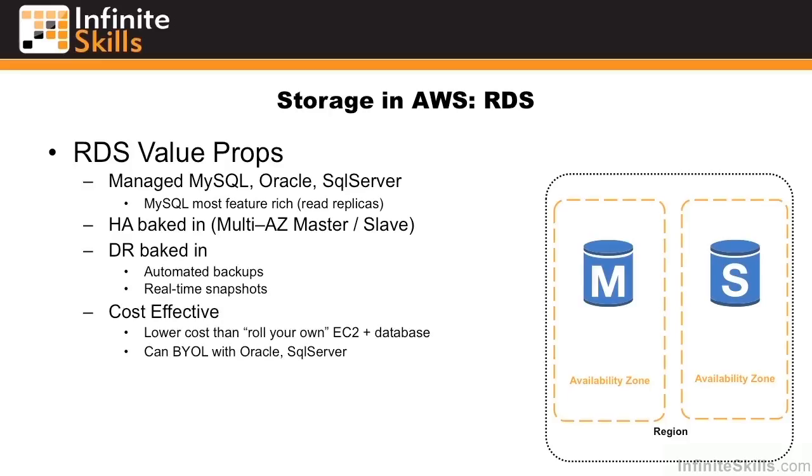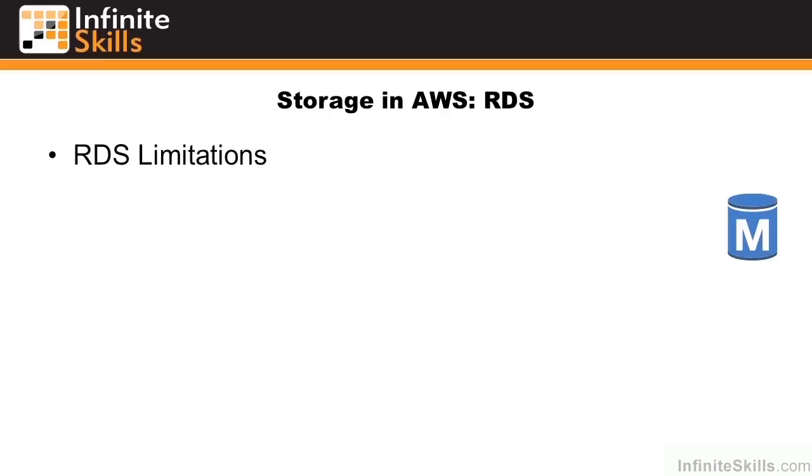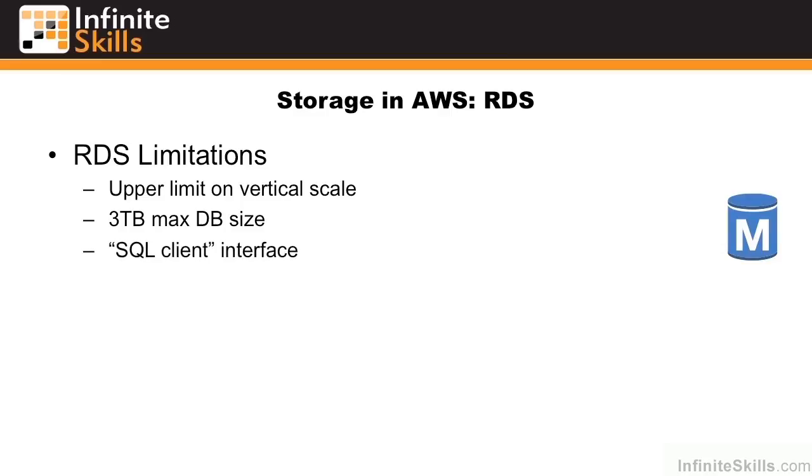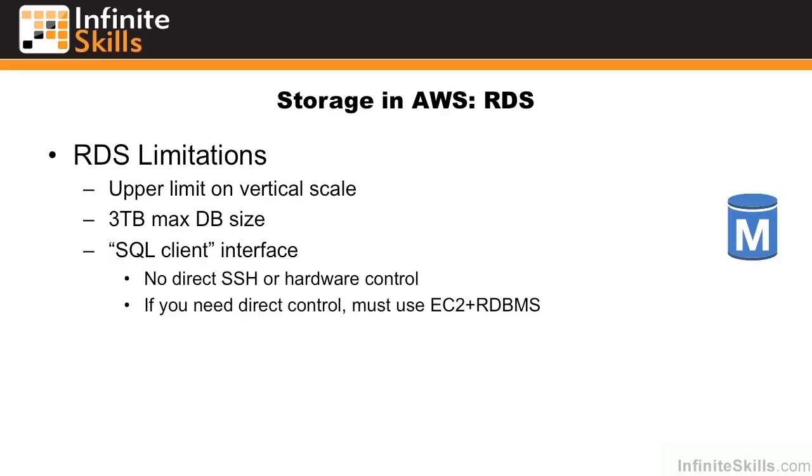It's very cost-effective, way lower cost than a roll-your-own EC2 plus MySQL, for instance. You can also bring your own license, or BYOL, with Oracle and SQL Server. It's very scalable and provides scaling with instance types like EC2 and provisioned IOPS like EBS. It does have an upper limit on vertical scale. You only get a single instance of RDS and you can't horizontally scale it. It has a 3 terabyte max database size and a SQL client-only interface. You get no direct SSH access to the box or ability to control hardware. If you do need direct control, you want to consider using EC2 and installing your own RDBMS on top of it.